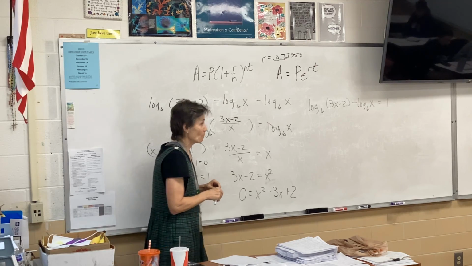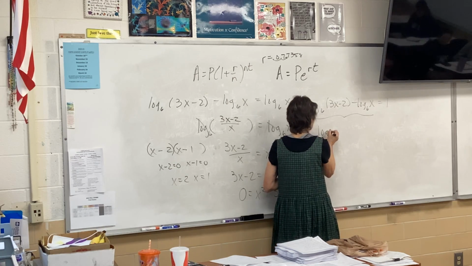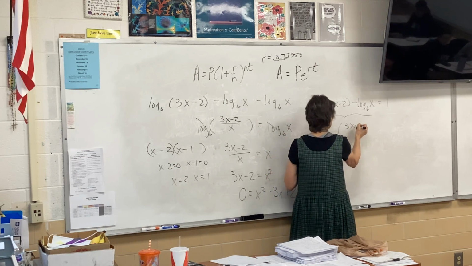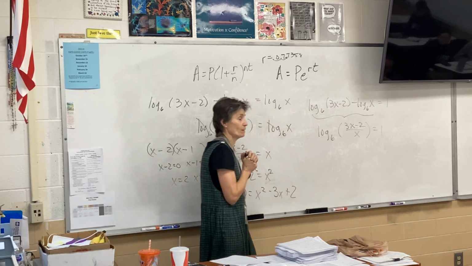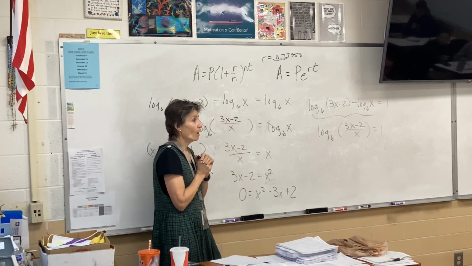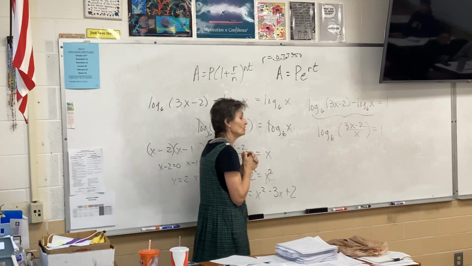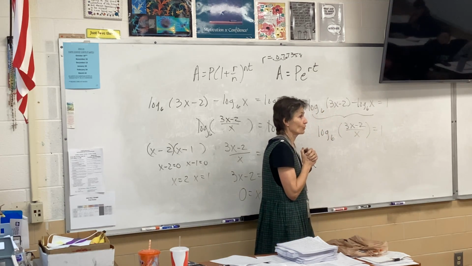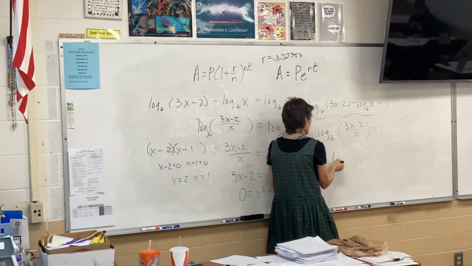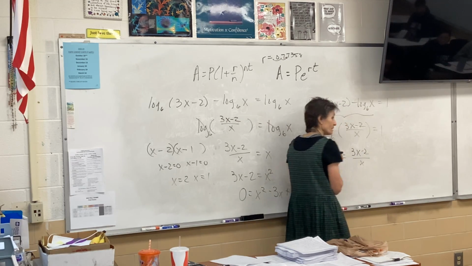It starts the same way. I still have to put these two together, so I'm going to put it together the same way. It's the same numbers and everything. But now it's different. What do I need to do now? Loop that. I gotta loop that. When you have a logarithm equal to a number, you're gonna loop it. So 6 to the first equals (3x minus 2) over x.